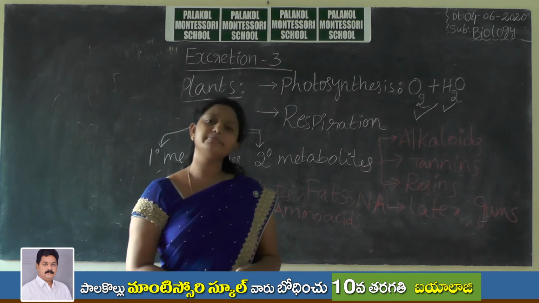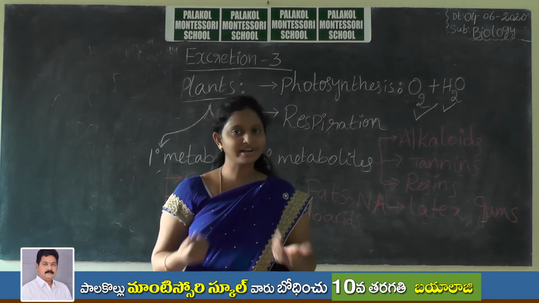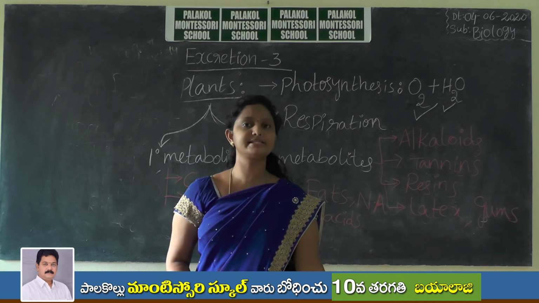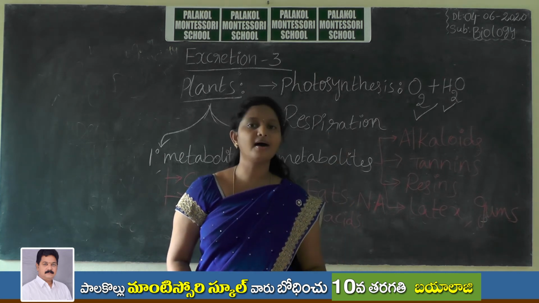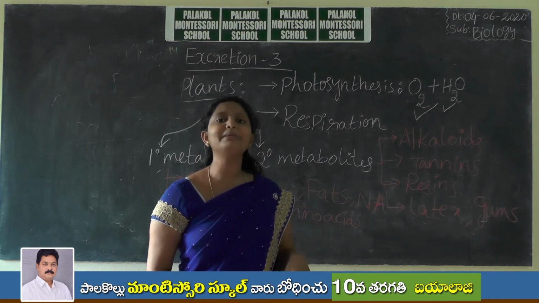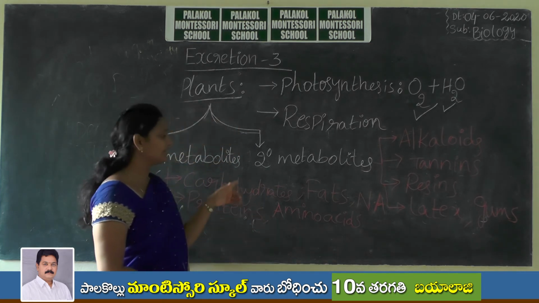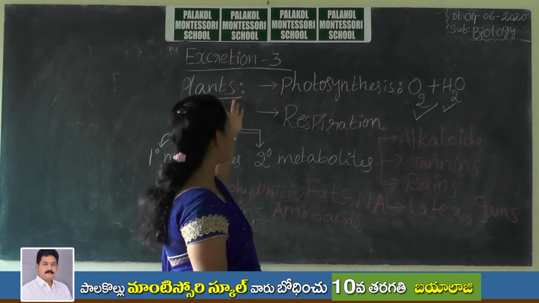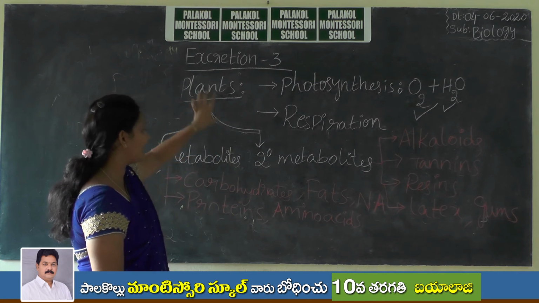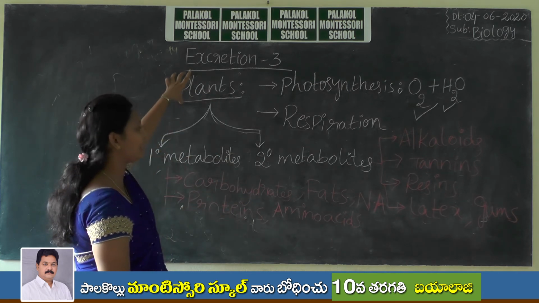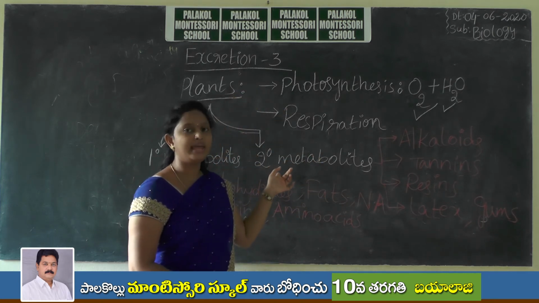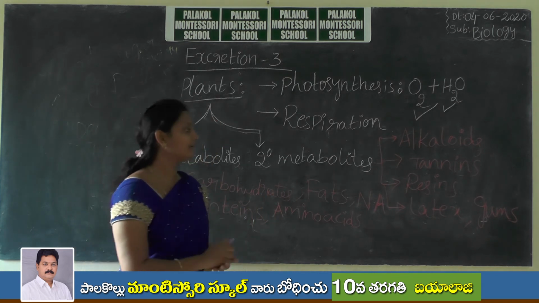As I am saying, always primary metabolites, secondary metabolites. What are the functions of these metabolites? Primary metabolites are involved in the growth of the organism. But secondary metabolites are not involved in the development of the organism, the plant organism, not the human organism. These primary metabolites in the plants are involved in the development of the plant, but secondary metabolites are not involved in the development of the plant.